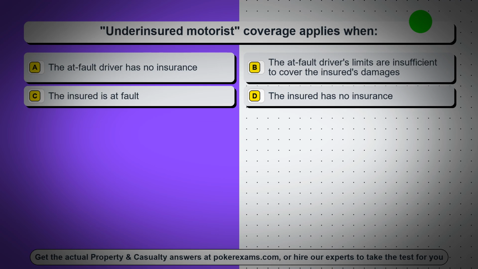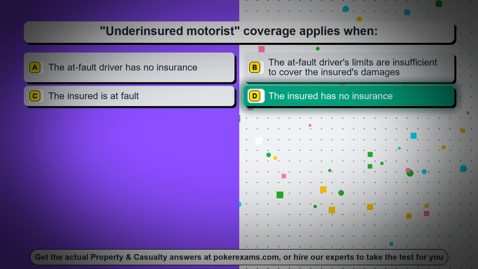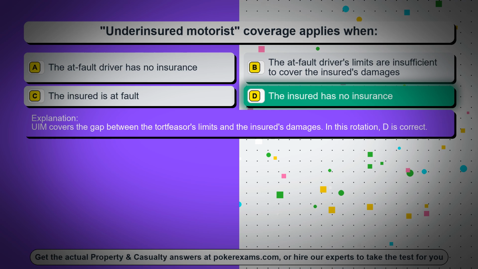Question 59. Underinsured motorist coverage applies when, option A, the at-fault driver has no insurance, option B, the at-fault driver's limits are insufficient to cover the insured's damages, option C, the insured is at fault, option D, the insured has no insurance. The correct answer is option D, the insured has no insurance. UIM covers the gap between the tortfeasor's limits and the insured's damages. In this rotation, D is correct.